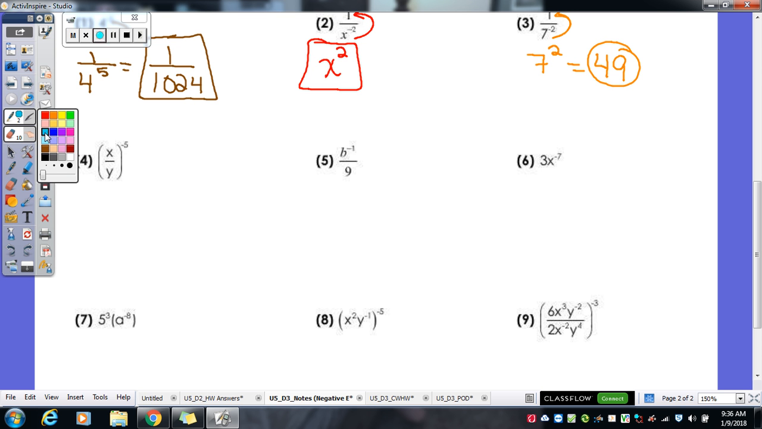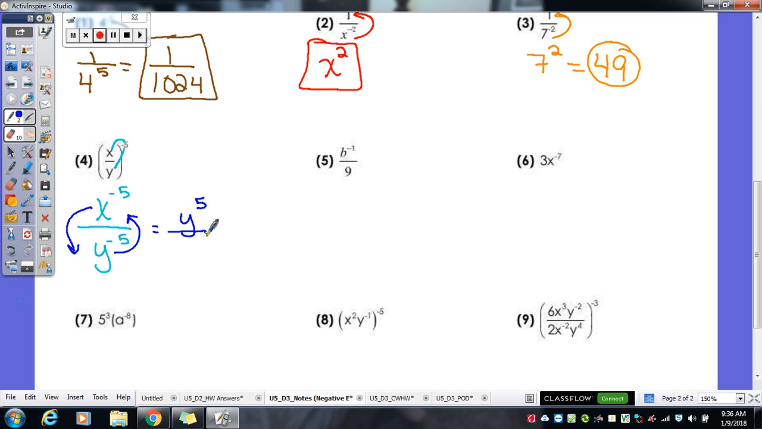So for number 4, we got the xy inside the parentheses, and then it's raised to a negative 5 power. So that means the negative 5 exponent goes to both the x and it goes to the y. So really what we have here is x to the negative 5th over y to the negative 5th. So now let's take care of our negative exponents. So my x would have to move down there to become positive. And where would the y have to move? Up to the top. So this becomes y to the 5th over x to the 5th. And that would be our final answer for that one.